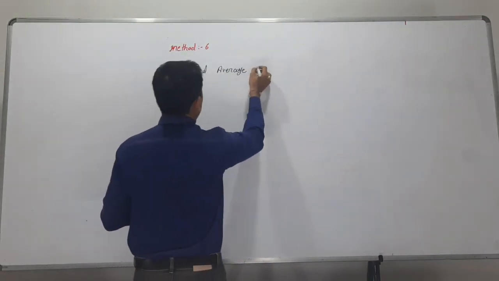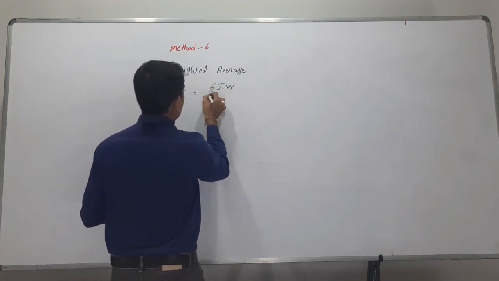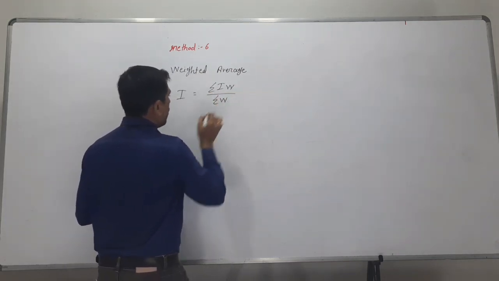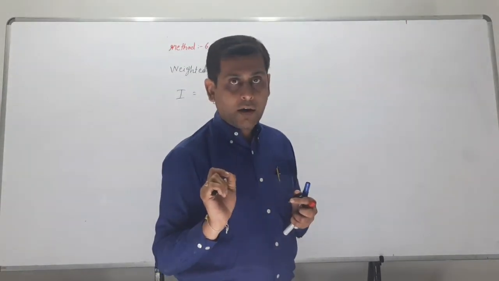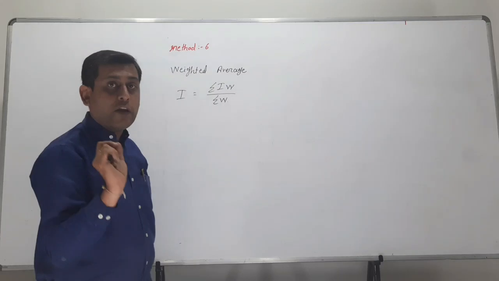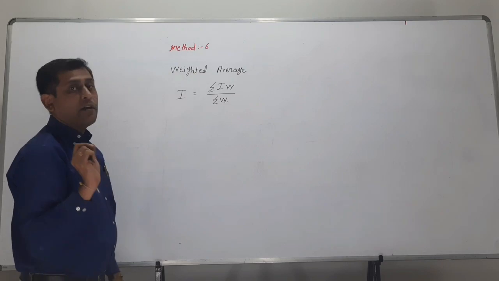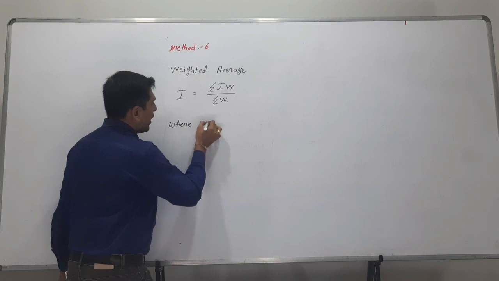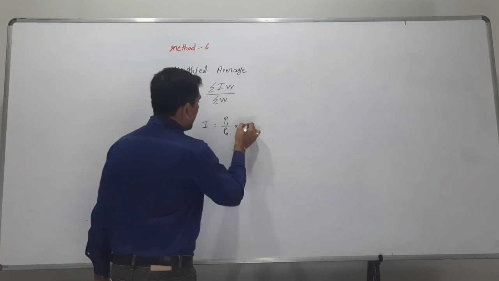What is the formula for that? I is equal to sigma IW divided by sigma W. What is that? If the index number is given, here I is equal to the index number and W is equal to the weight. If the weight is already given in the sum, you can use that. If the weight is not given, then you have to write I is equal to P1 upon P0 into 100.